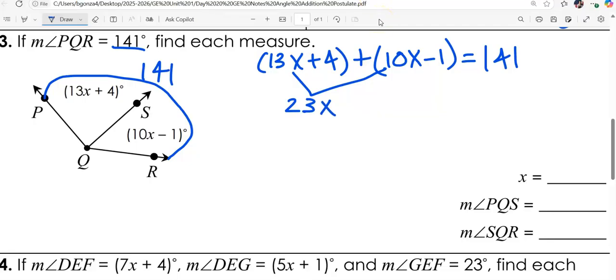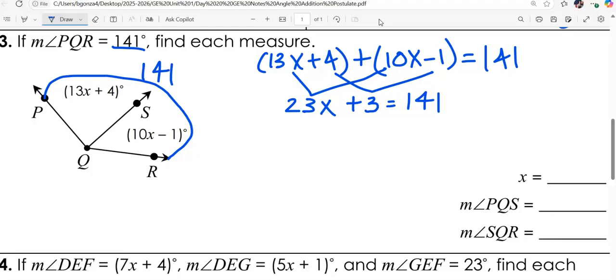And then you've got two regular old numbers, 4 and minus 1. Those can combine as well. What's 4 minus 1? 3. Bring down 141. So I know that original equation was very long and ugly, but if you combine like terms, now it's just a two-step equation, which you should know how to do, I hope.